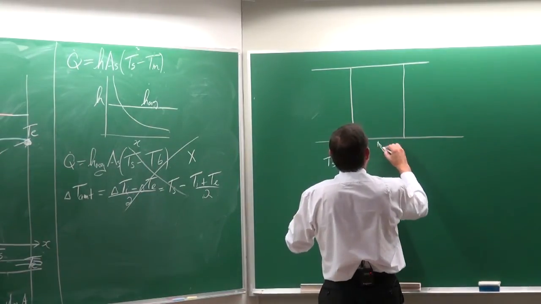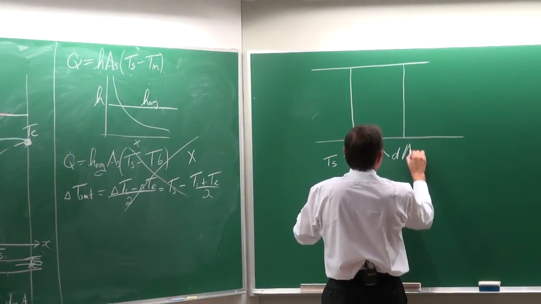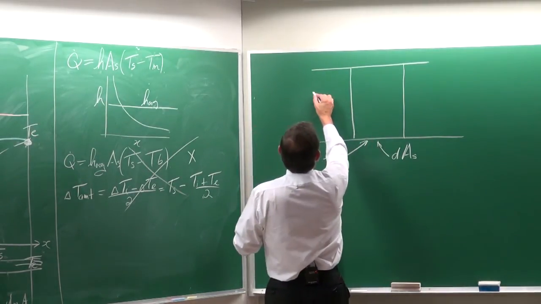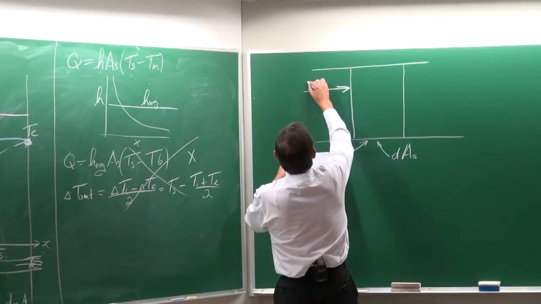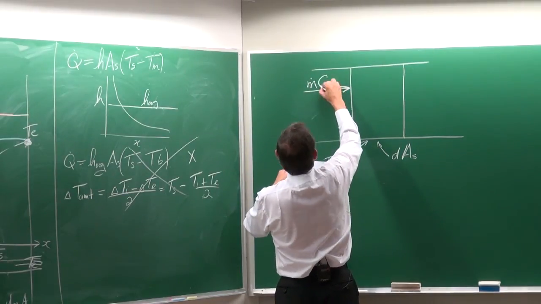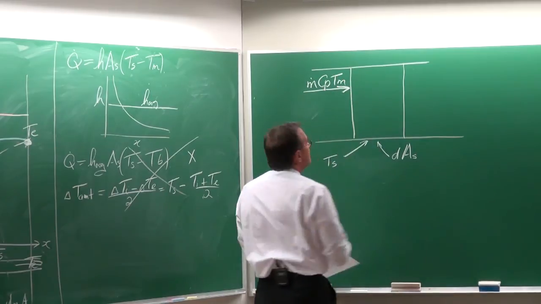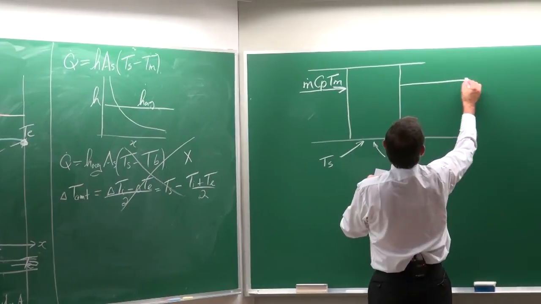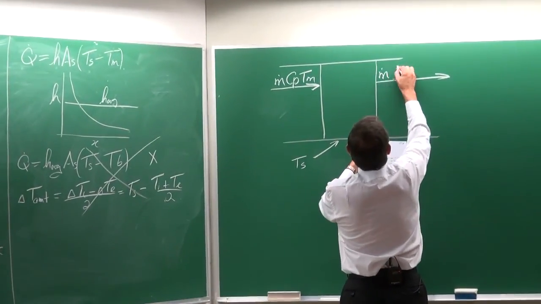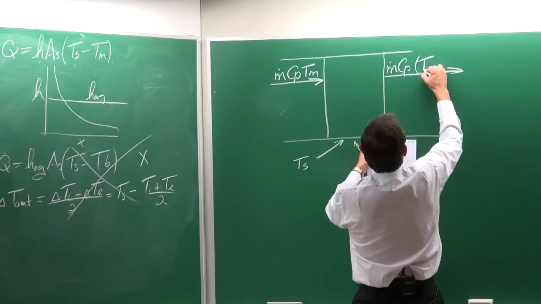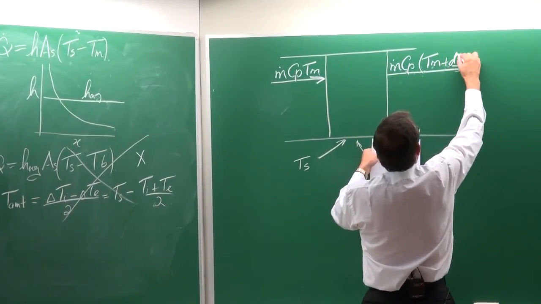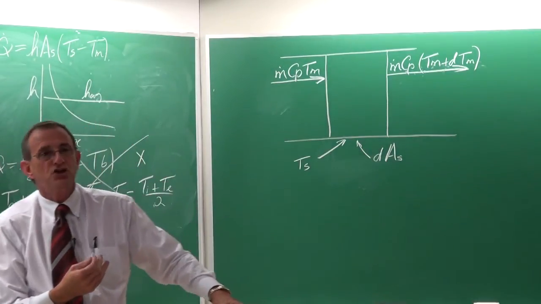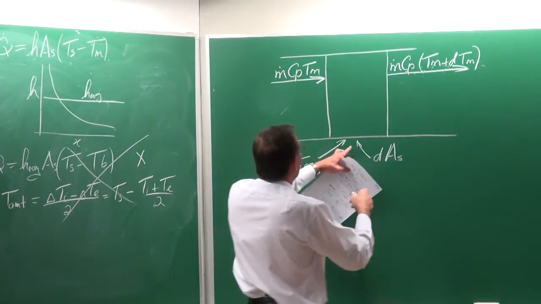And this is equal to dA, or dAs, the surface on the wall. And what we have here is the mass flow rate going in multiplied by Cp multiplied by Tm, the mean fluid temperature. And what is going out is the mass flow rate Cp multiplied by Tm plus dTm. So dTm is the increase in fluid temperature because of the heating that takes place.